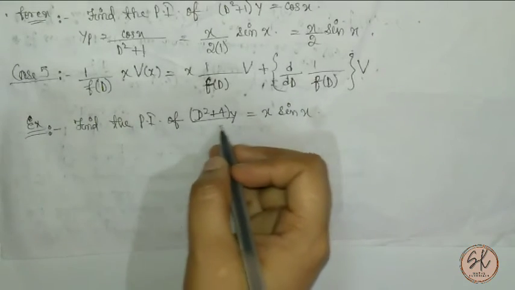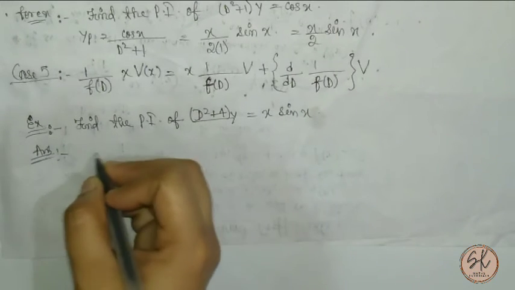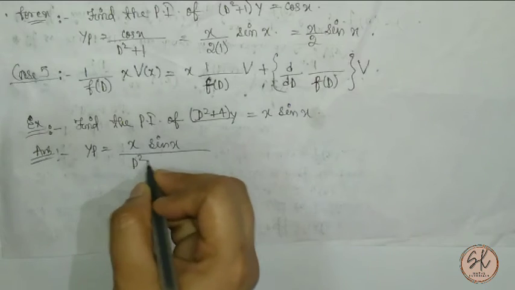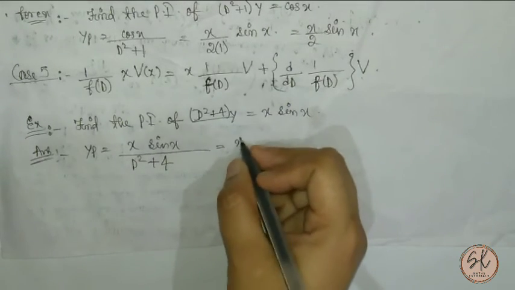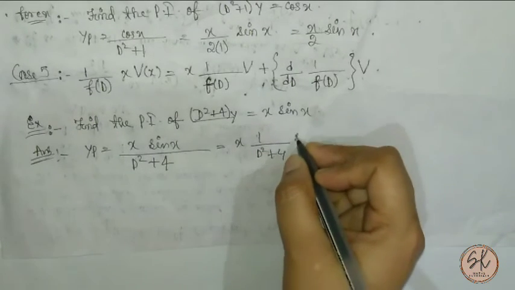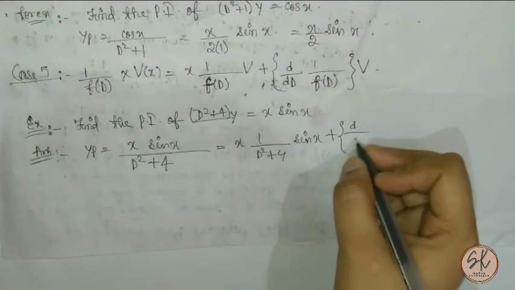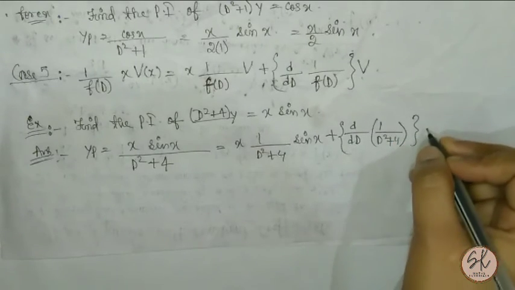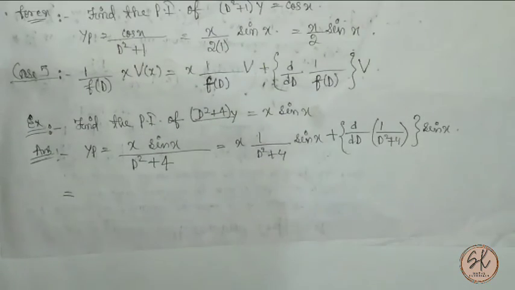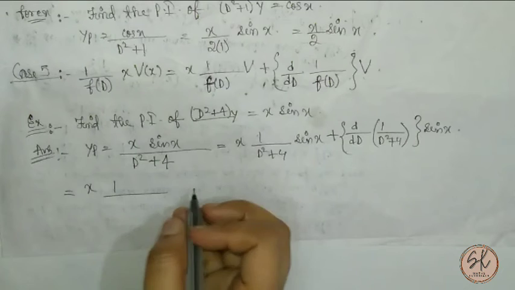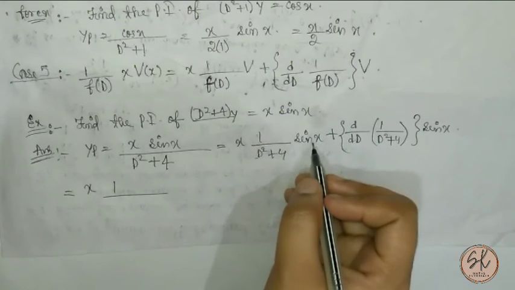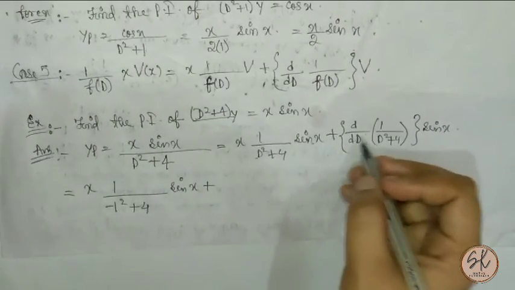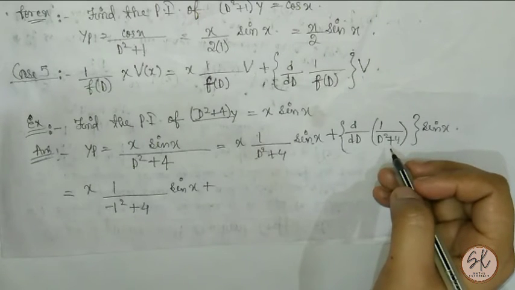So if we are asked to find the particular integral of this, then its answer is yp equal to x sin x, here sin x is V(x), by (d square plus 4). Now this is equal to x into 1 by (d square plus 4) into sin x, plus d by d of 1 by (d square plus 4) into V, that is sin x. Now in place of d square we will use minus 1 square because here a is 1. So this will be 1 by (minus 1 square plus 4) into sin x, plus, on differentiating, the derivative of 1 by x is minus 1 by x square.